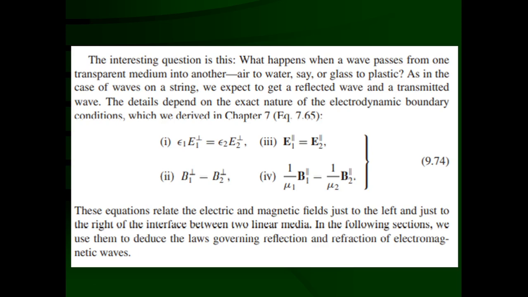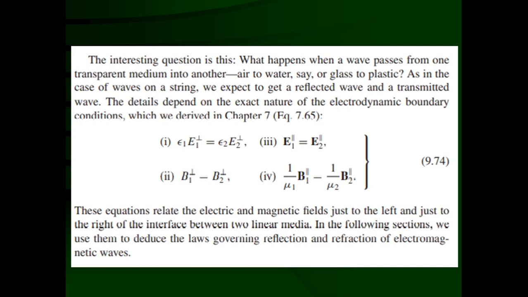Our interesting question is this. What happens when a wave is passing from one medium into another medium, and both mediums are transparent? It is going from medium 1, a transparent medium like air, and entering another medium which is also transparent, like water. Then what is going to happen with the electromagnetic waves, that we have to study. Or if it is going from glass, medium 1, to plastic, medium 2.